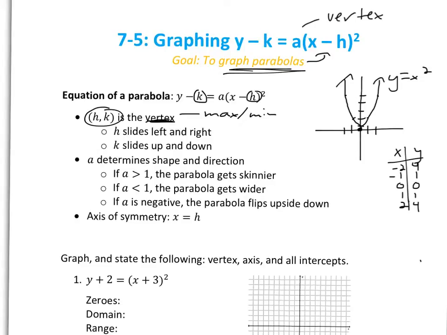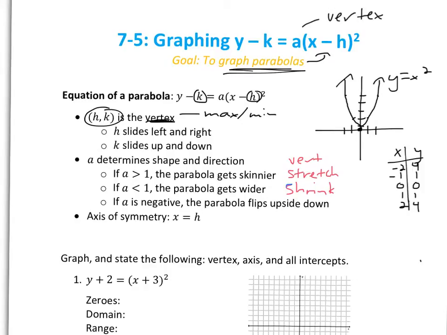Now a is going to determine the shape and direction. Firstly, if a is bigger than 1, then the parabola is going to get skinnier. You might also hear this as vertical stretch or vertical shrink. So the top one, when it gets skinnier, is called a vertical stretch, and when it gets wider, if a is less than 1, it's going to be a vertical shrink.